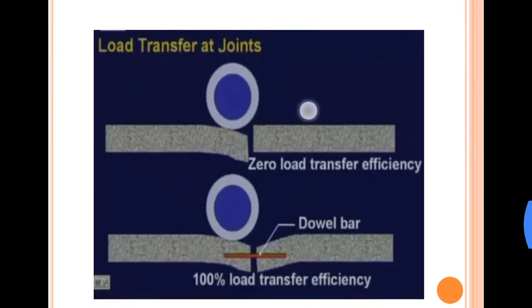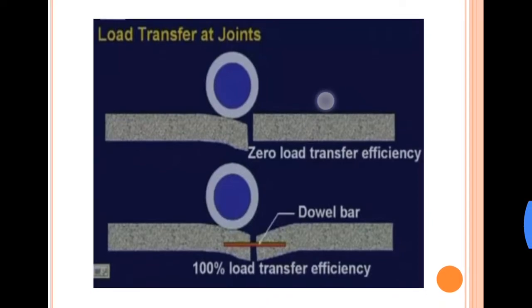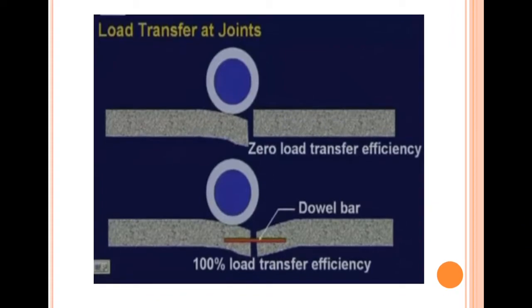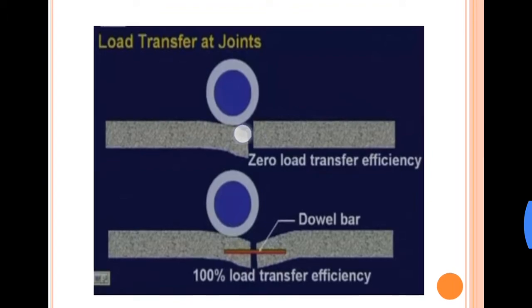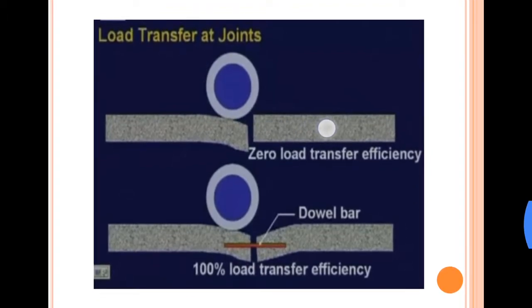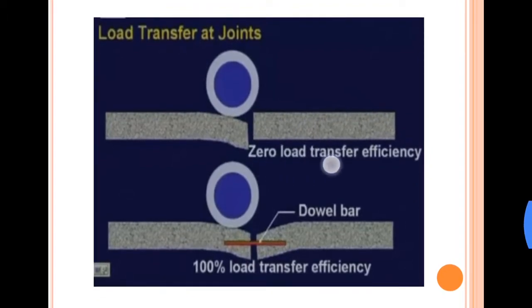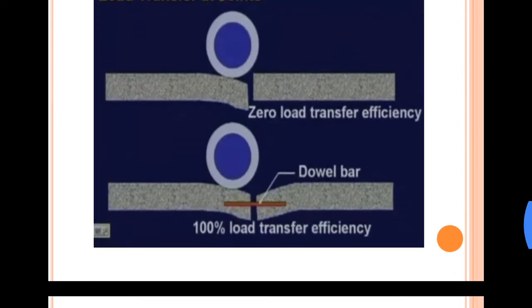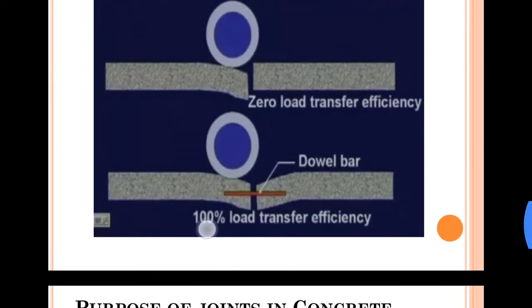So here you can see the load transfer at joints. This is a joint without any dowel bar, and in this case you can see there is a deflection here and the load does not pass over to the other slab. So zero load transfer efficiency in this case. But when you provide a dowel bar, then there is 100% load transfer efficiency.